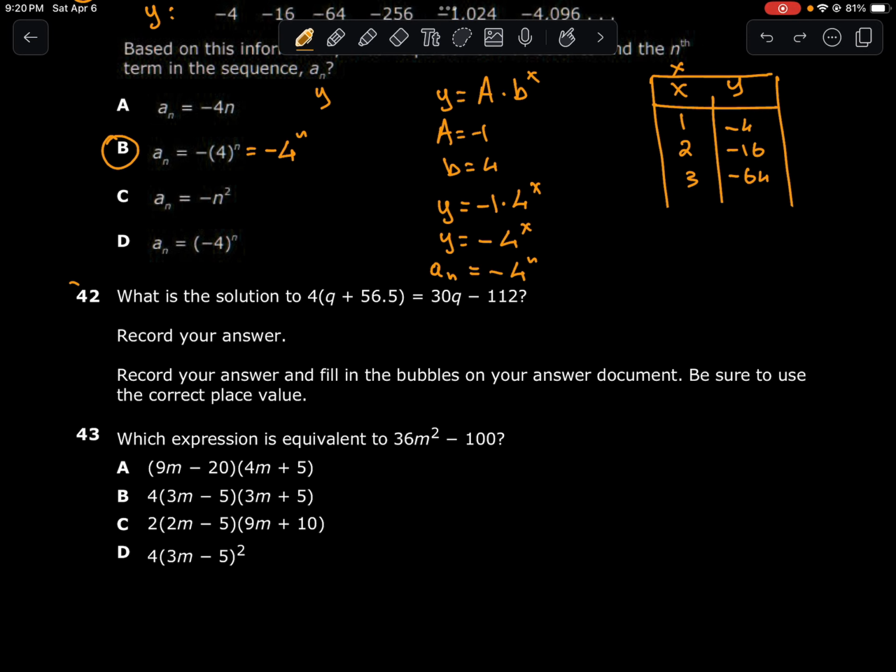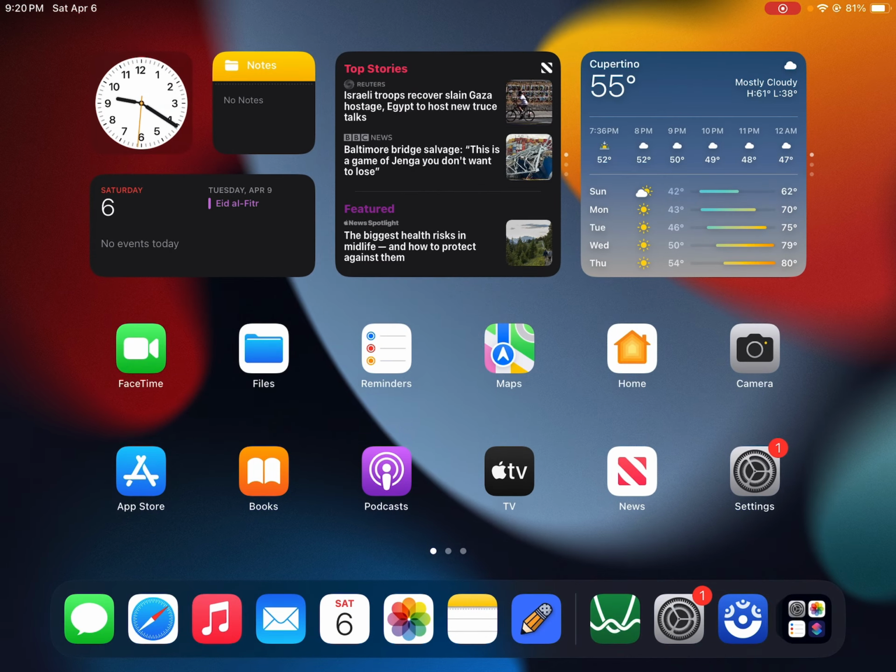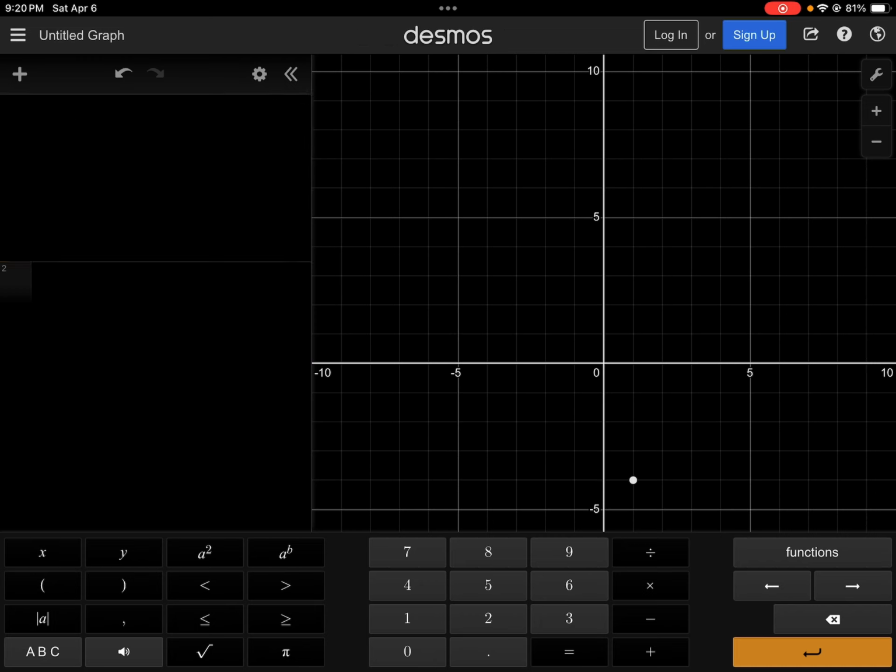Okay, 42. What's the solution to this? Record your answer. Okay, that's a standard way of solving an equation. You convert it into a system of equations and you put it on a calculator and it will solve it. If there is a solution, there will be an intersection. If not, the lines are parallel, and if there are infinite solutions, one on top of the other.